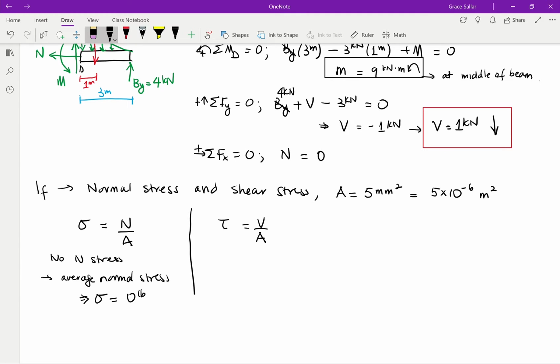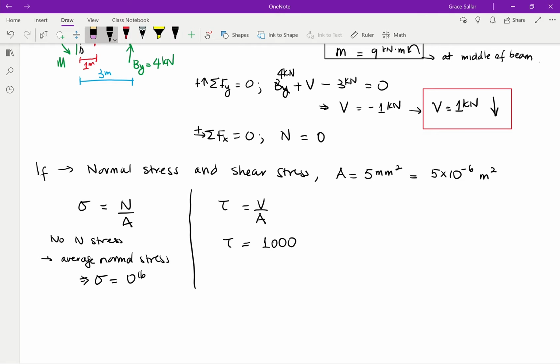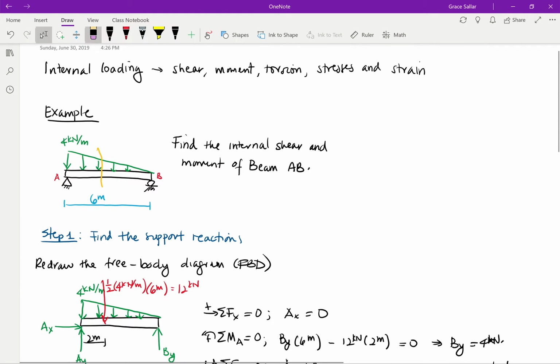So if we have our shear stress, it's going to be our shear force, which is 1 kilonewton or 1,000 newtons, divided by 5 times 10 to the minus 6 meters squared. So 1,000 divided by that can give us a really huge number, which is 200 million, or 200 MPa. And that's the answer.